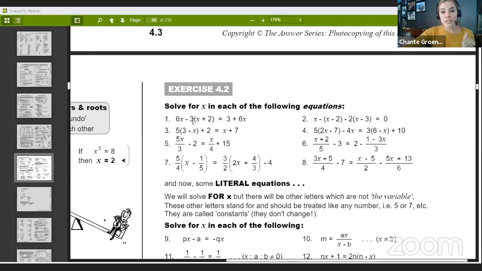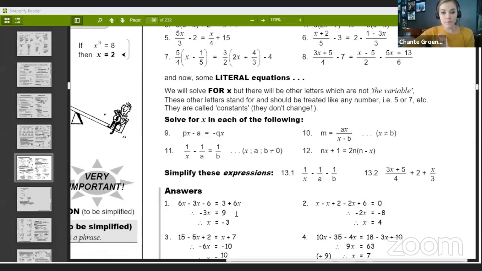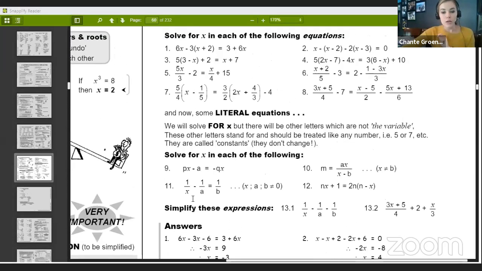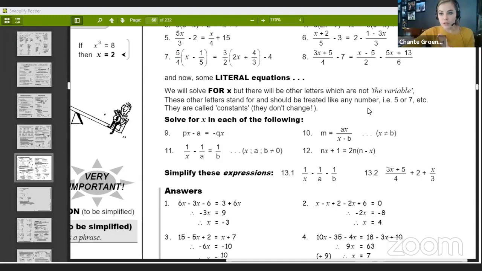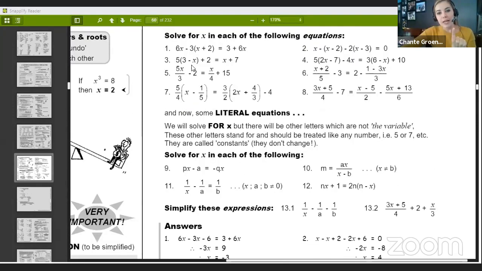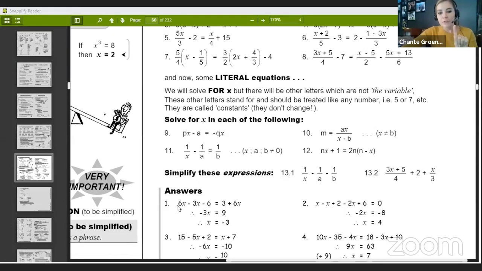What am I going to do next? I'm going to take this -3 and also times it in. So -3 times 2 is going to give me -6. Okay, so let's quickly have a look here. Can you see that because I timed it into my brackets, I now have 6x minus 3x minus 6.